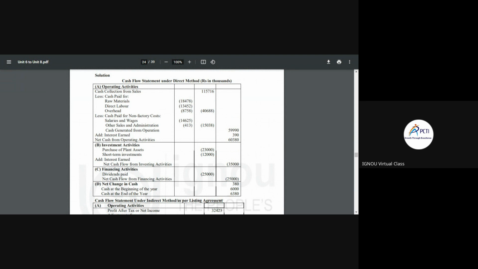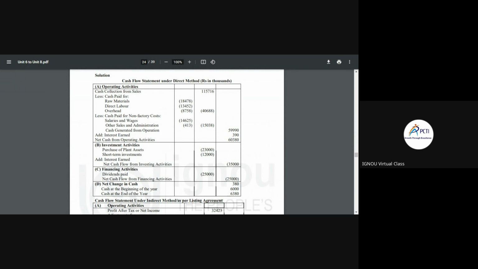we can deduct the cash paid for non-factory cost like salary and wages, other sales and administration, cash generated from operations. Then we need to add the interest that will be earned. And in the end, we have net cash from operating activity.